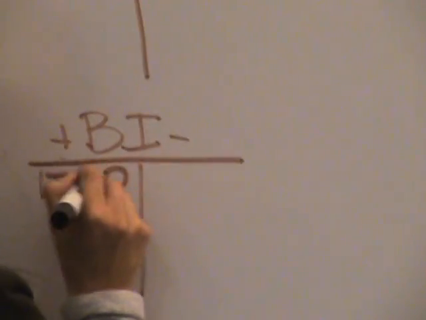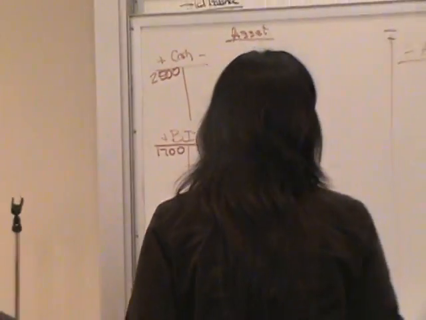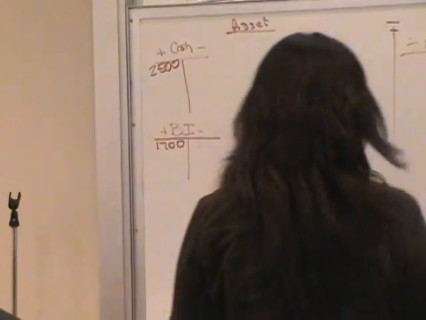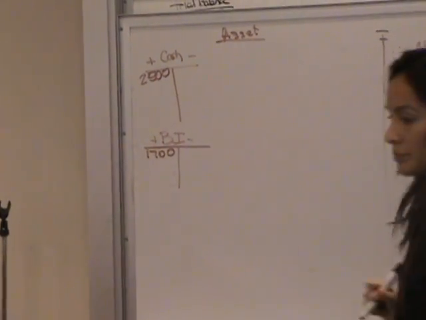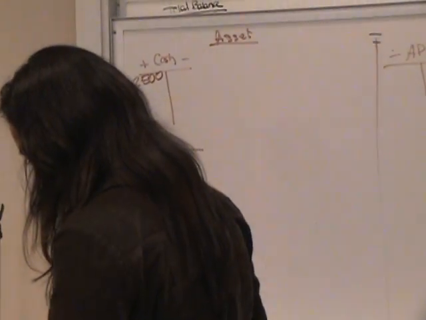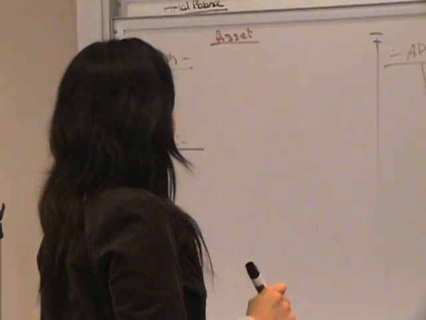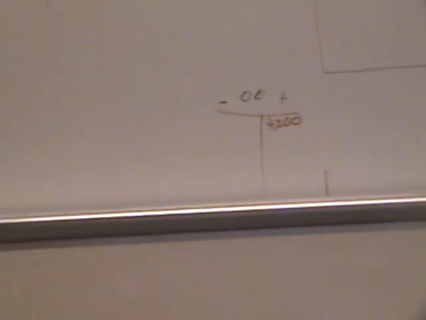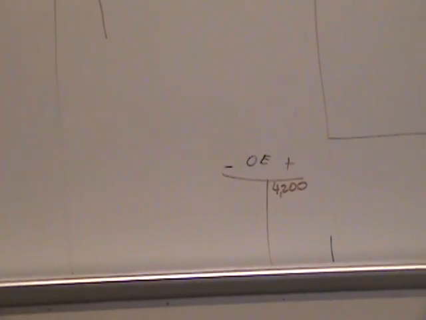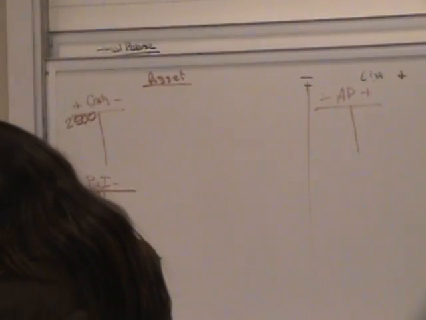That's how I like to do it, in the sense that I teach as I go. Total 4,200. So now you see, notice it makes sense. What does 2,500 plus 1,700 equal? 4,200. That's right. So you see, assets have to equal liabilities and owner's equity. Okay, let's go. I'll explain as I go.